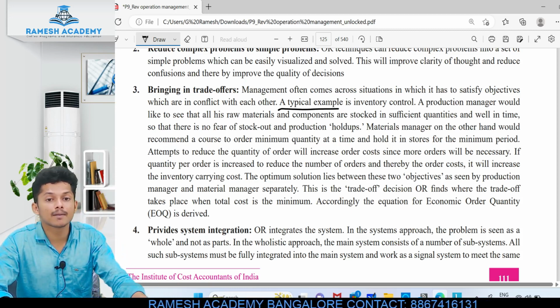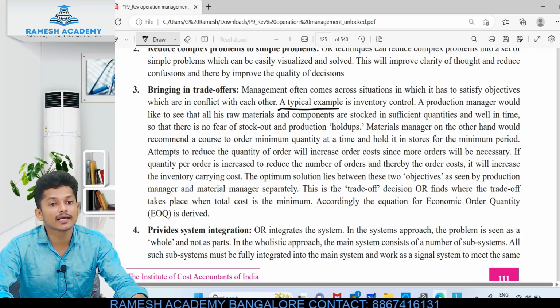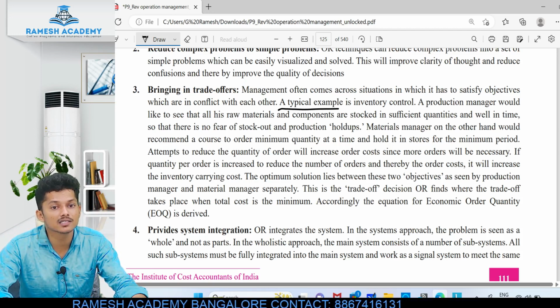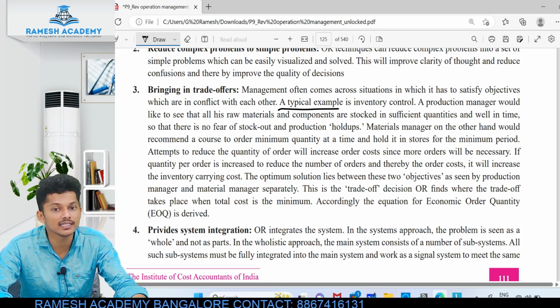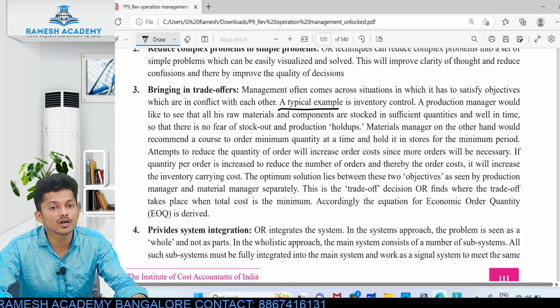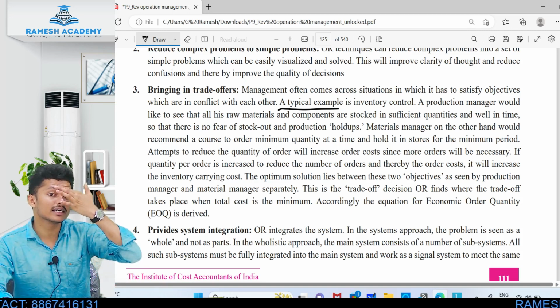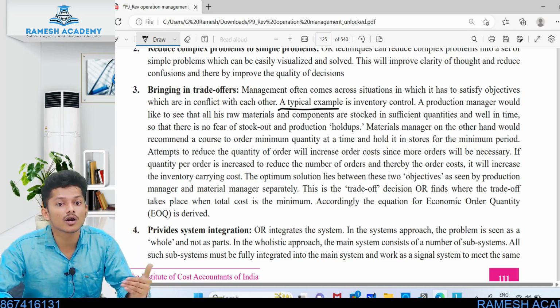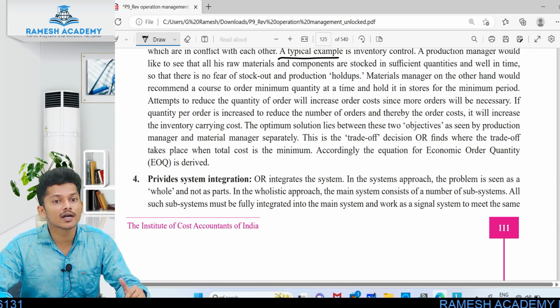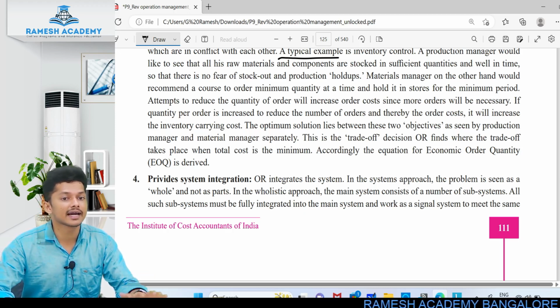a typical example is inventory control. A production manager would like to see that all his raw materials and components are stocked in sufficient quantities and well in time, so that there is no fear of stock out and production holdups. Material managers, on the other hand, would recommend a course to order minimum quantity at a time and hold it in the stores for the minimum period. Okay, and then attempts to reduce the quantity of an order will increase order cost, since more orders will be necessary. If quantity per order is increased to reduce the number of orders and thereby the order cost, it will increase the inventory carrying cost.